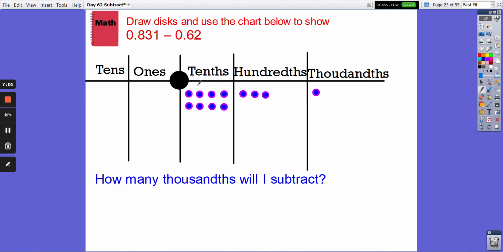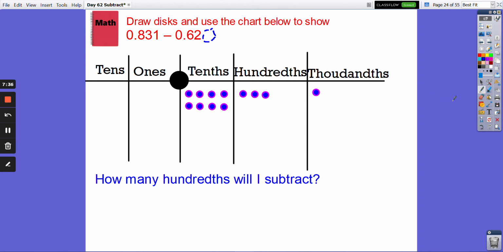So here we have 1, 2, 3, 4, 5, 6, 7, 8 in the tenths place. We have 1, 2, 3 discs in the hundredths place, and we have 1 disc in the thousandths place. Okay, how many thousandths will I subtract? Well, we don't have a number here in the thousandths place. If we did, it would be an invisible 0, which I do recommend doing, just because that way you make sure that you have a number in all of the same place values.